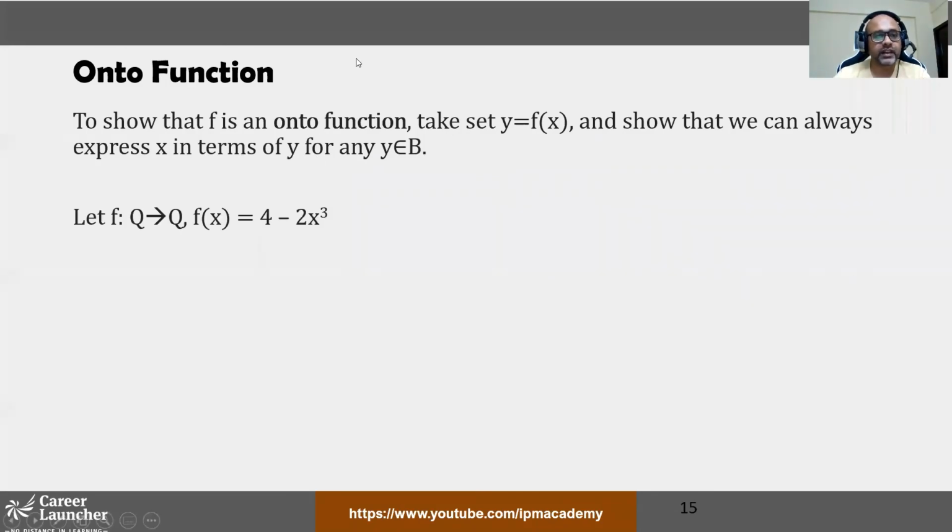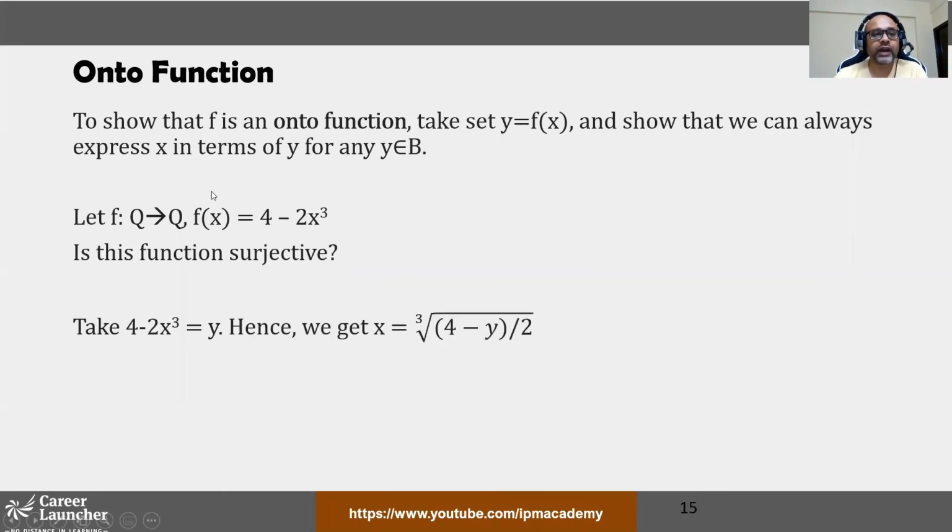Let's start with this. Function f is a mapping from Q to Q. What is Q, if you remember? Q is the set of rational numbers. So a rational number to a rational number; always keep that in mind. And it is given by 4 minus 2x cubed. Now I need to check whether this is an onto function or not. Is it a surjective function or not? So what will I do? I will start by taking this as y, and I will write x in terms of y. So I will get it this way.